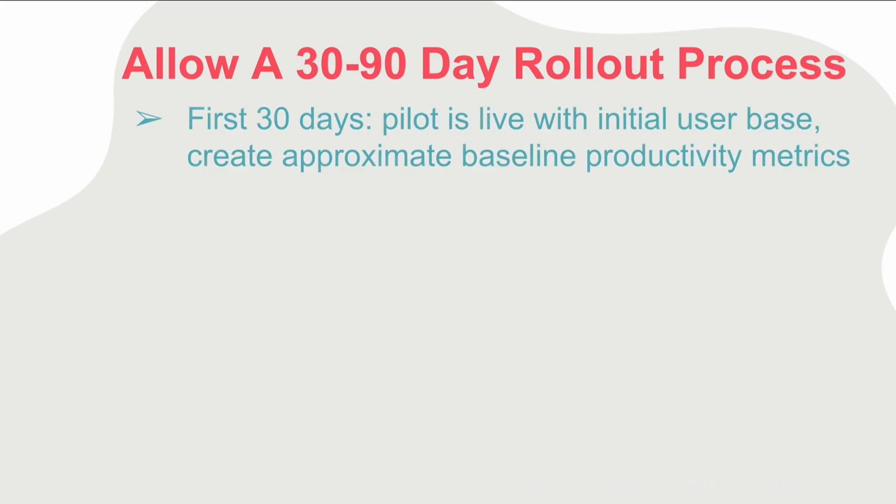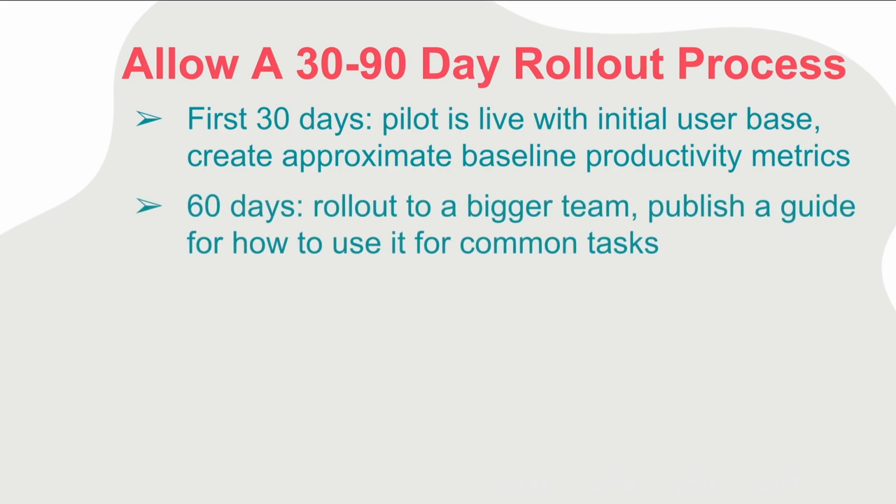So the first 30 days, you're doing your pilot. You're just inviting only a few hand-picked users, and you're experimenting with what you can gain in terms of productivity. What kind of baseline productivity metrics can you create and monitor? Around the 60-day mark, you've tested, you've perfected a lot of the features, it's working, so you roll it out to a bigger team for more testing and hence more feedback.